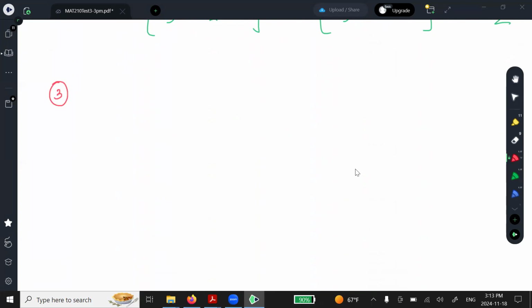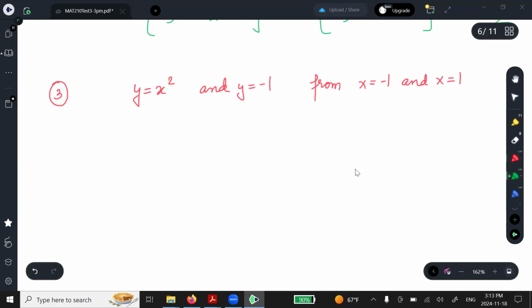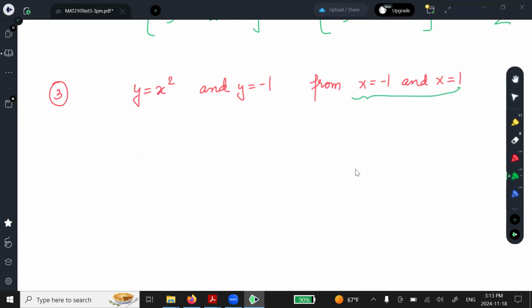So you are supposed to find the area between the curves y equals x squared and y equals -1. And you're already given the limit from x equals -1 up to x equals 1. Right? So the limits are already given. The x values are your limits. It goes from -1 to 1. Now, all I have to decide is which function is going to be greater, this one or this one.